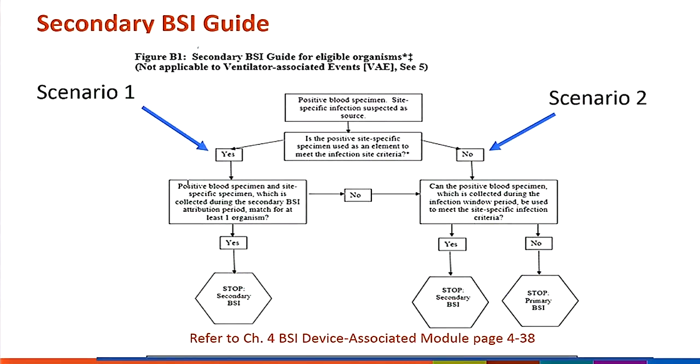Another tool that we have, for those people that like to visually step down through a flow chart, is Figure B1, also from the BSI chapter, which starts at the position that you have a positive blood specimen, and you suspect that there might be another source of infection to which it could be attributed. And it will then walk you down through a set of questions to make a final determination of whether or not the BSI is primary or secondary. And you'll probably notice that one arm of this flow chart is actually scenario 1, and the other one is scenario 2. So if you don't meet 1, then you're going to end up having to go to 2 to see if that meets. And if the answer is no to both, you're going to wind up with a primary BSI determination.